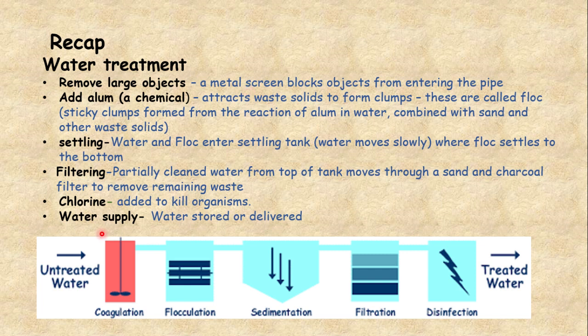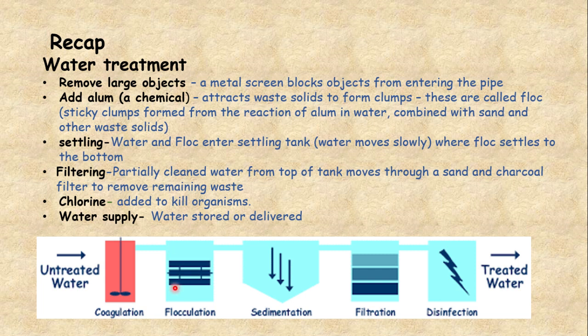The second step includes adding of the alum or chemical. That process was what? That was coagulation. In this step, what we do, we add some chemicals like alums. These alums attract the solid waste which is present inside the water and form the clumps.